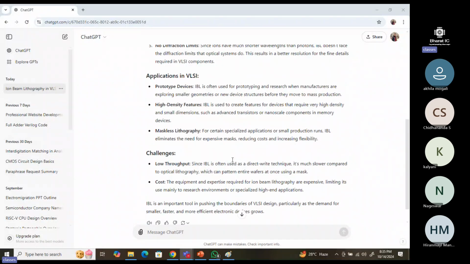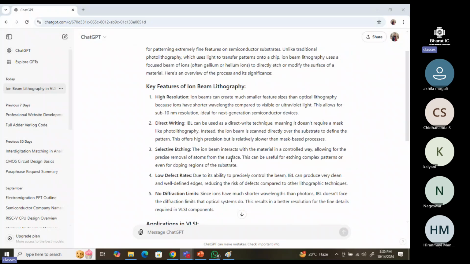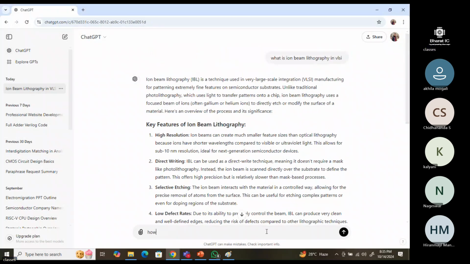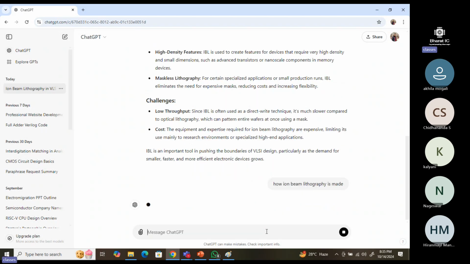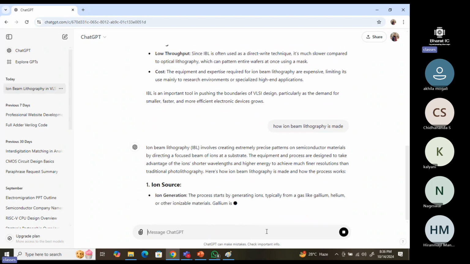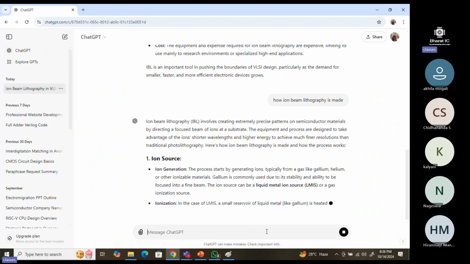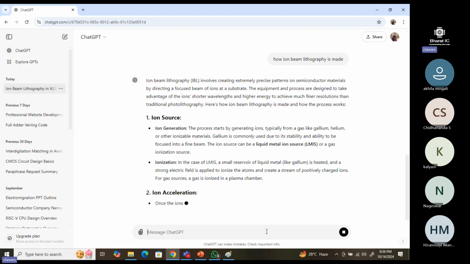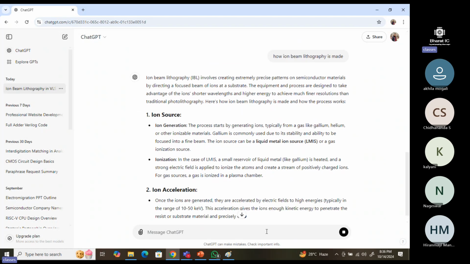What are the challenges? What is ion beam lithography? Now you can ask how ion beam lithography is made. Now you can ask him, you can ask questions on questions. It will tell you: ion source, ion generation, how it is. See, gallium, I told you, Ga. Then the ionization process, ion acceleration is there.